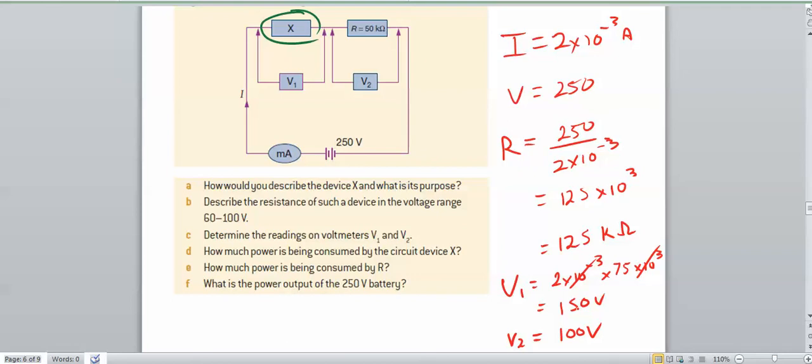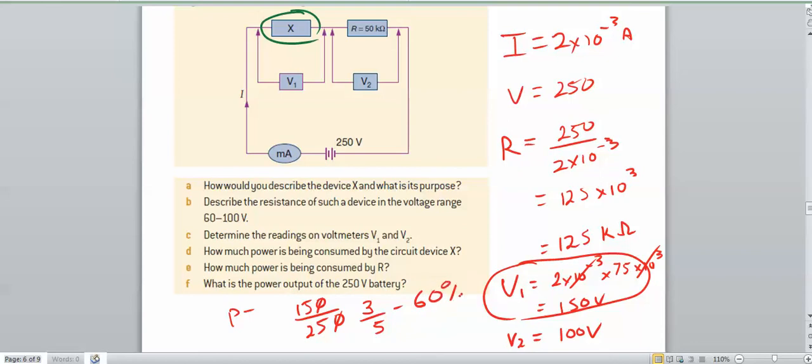How much power has been consumed by the circuit device X? Well, let's have a think about it as a fraction, without doing any calculations. 150 of the 250 volts is the voltage drop through 1. So 150 divided by 250 is the same as 15 over 25, which is the same as 3/5, which is the same as 60%. And 10% of the voltage is 25 volts. So 60% of the power is going to go through 1.